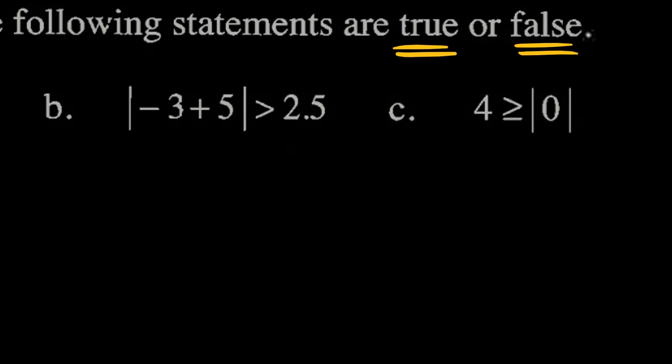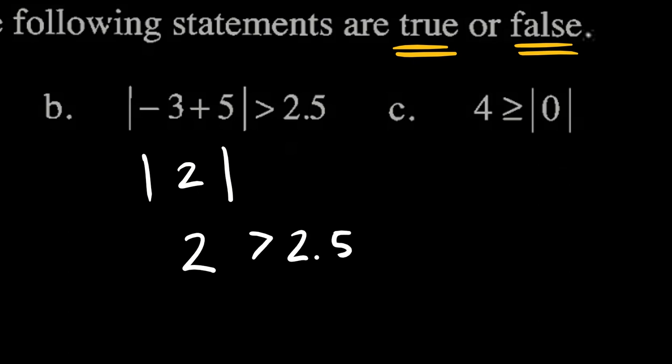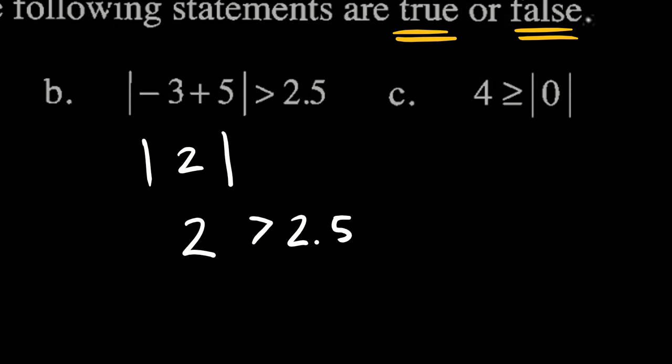Well, this -3 plus 5 is just the number 2. So this becomes the absolute value of 2, which is 2. And this says 2 is greater than 2.5. 2 is greater than 2.5? I think not. This is false. Let's move to C.